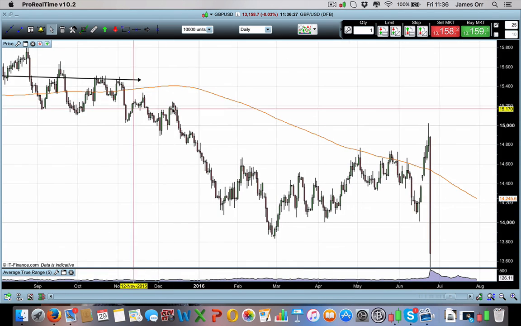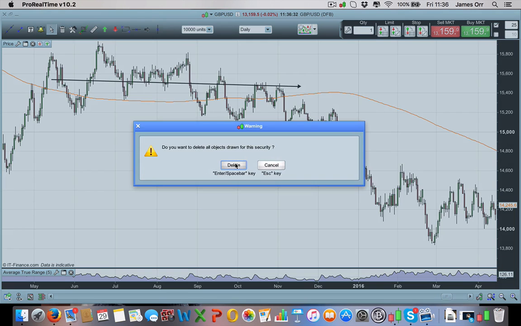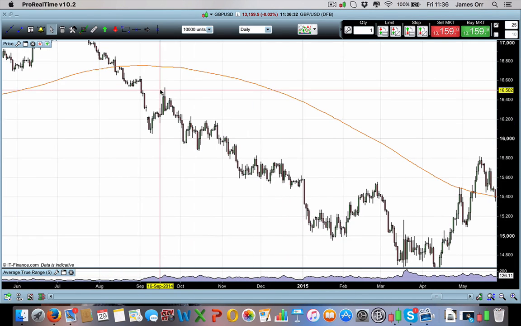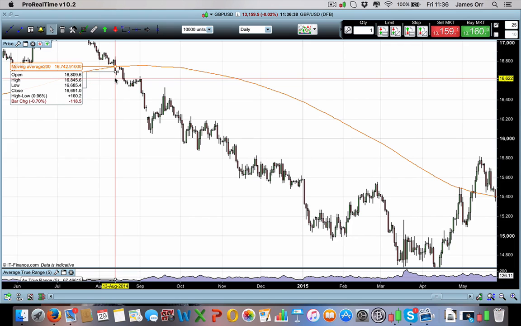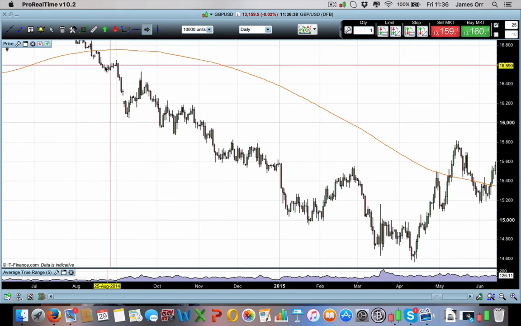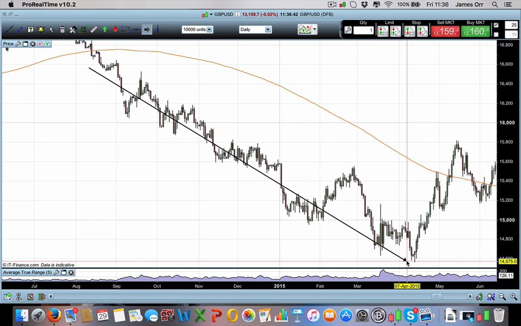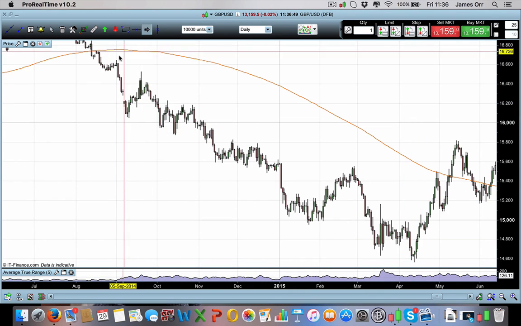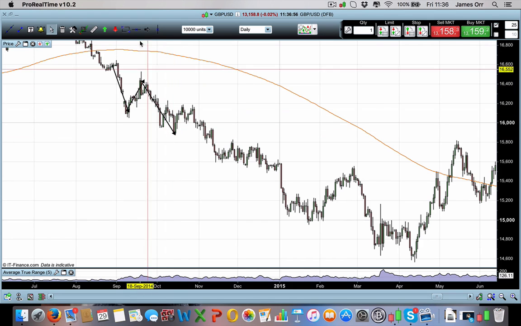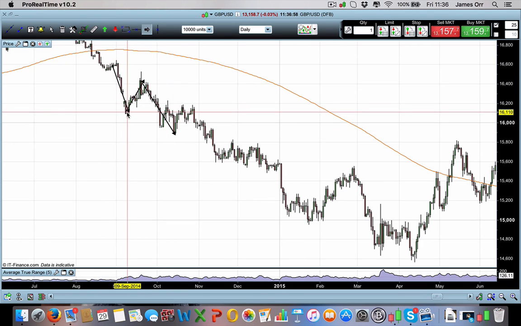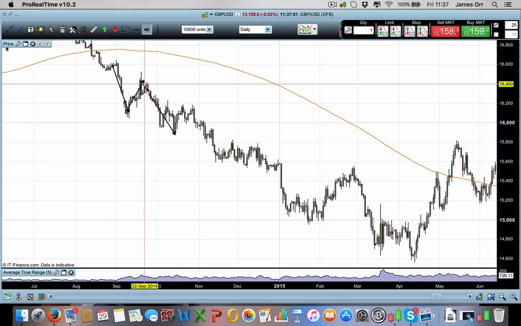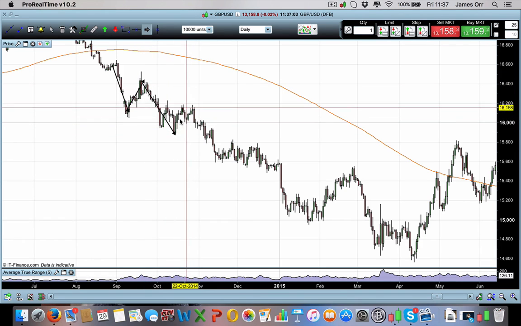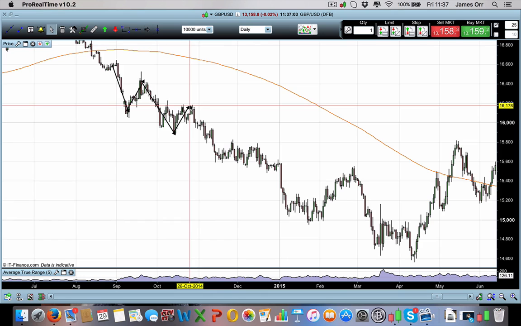So let's have a look at this Great British Pound US dollar. Way back in August 2014, the market is downtrending very strongly. When a market is downtrending, one of the things you will notice is you're making very specific types of moves. So you've made a low, a high, a lower low, and then a lower high, like this. This is said to be a downtrend.